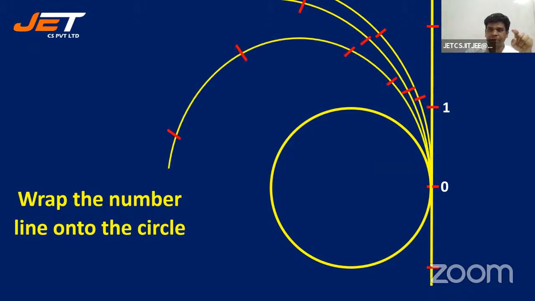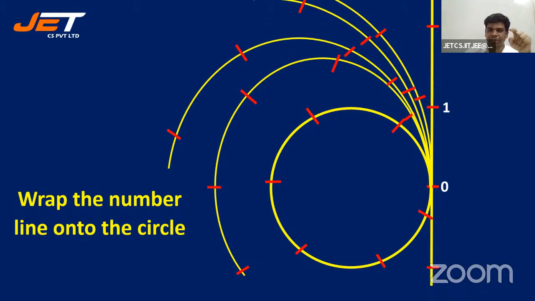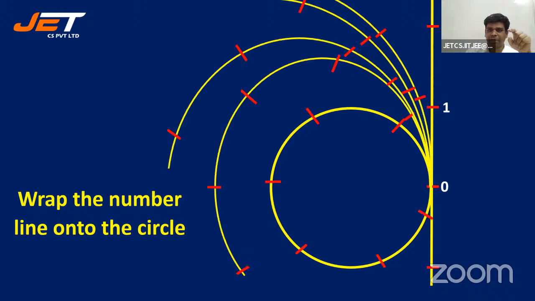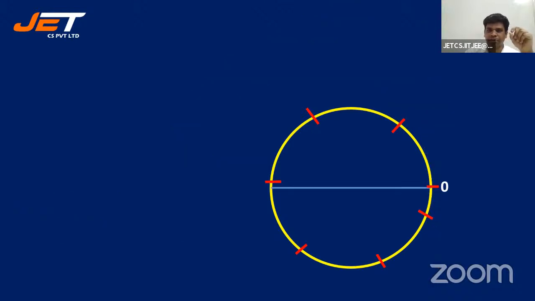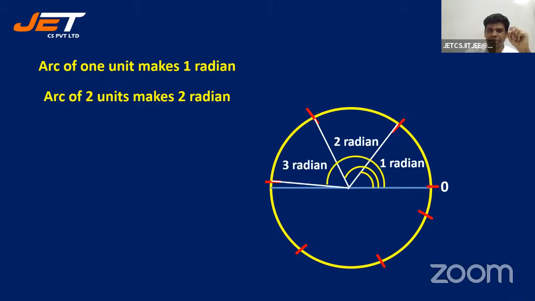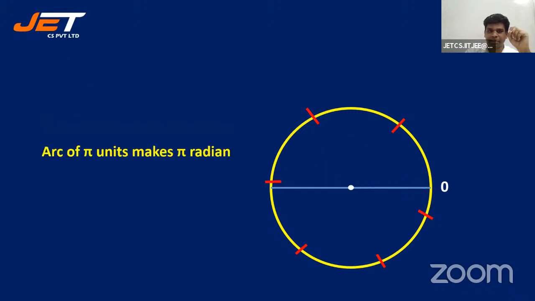I repeat. I've got a number line. I wrap it around the circle, and I get units on the circumference of the circle. So an arc of 1 unit makes 1 radian. So this is 1 radian. An arc of 2 units makes 2 radians. An arc of 3 units makes 3 radians. And an arc of pi units makes pi radians. So this is pi radians.